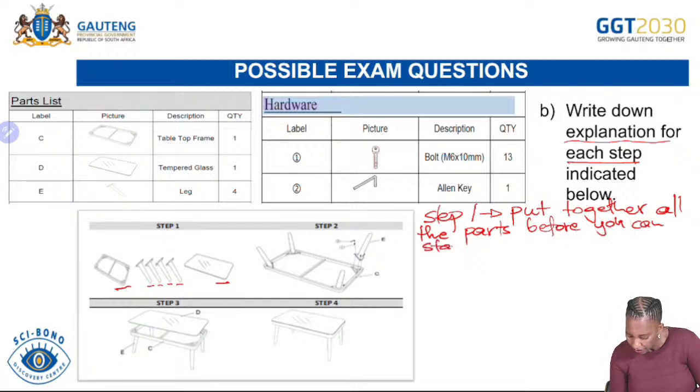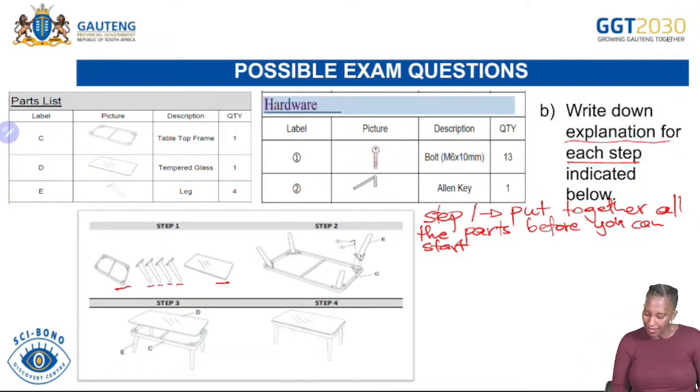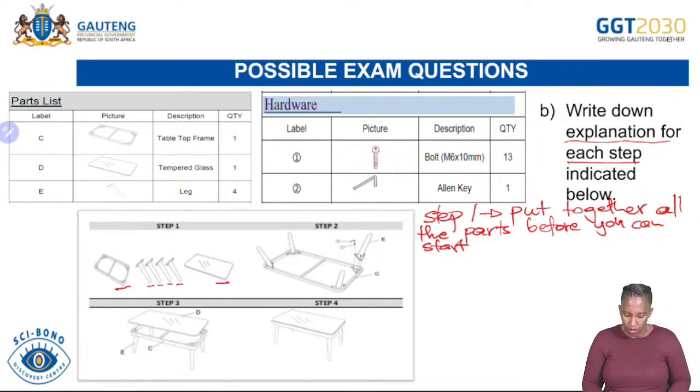Before you can start assembly, because I have limited space, I will just leave it there. So now we need to put together all the parts, ensuring that each and every single part mentioned on the parts list is there. And then step number 2, now we start putting together.